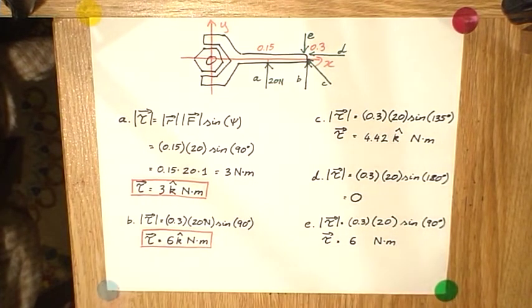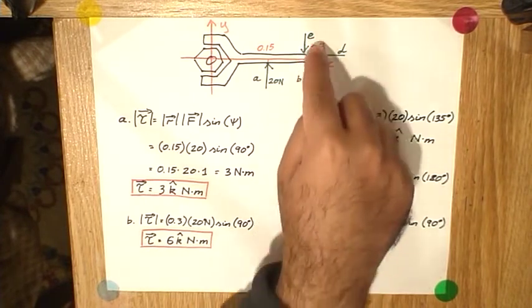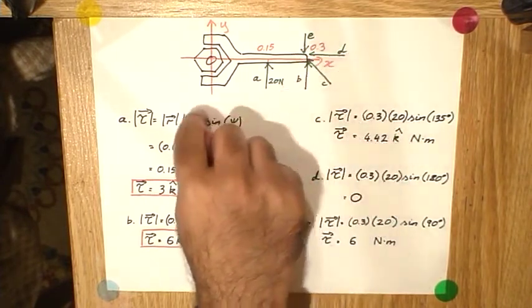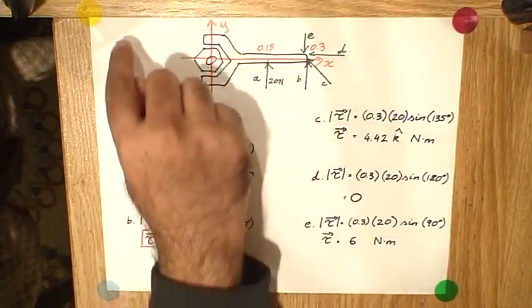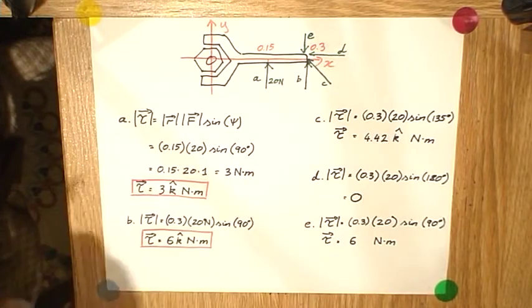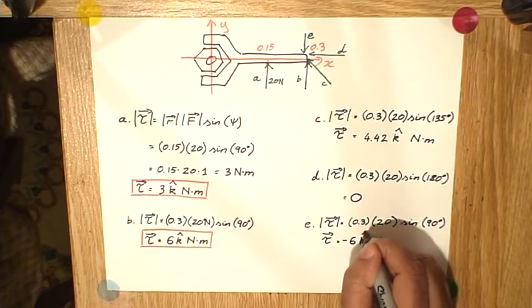Now to find the direction. A force like this is pointing in the opposite direction to something like B. If we were to follow this force, it's going to cause this object to move something like this. That is the clockwise direction. That's the negative direction. So correctly, we should call this negative 6 k hat.